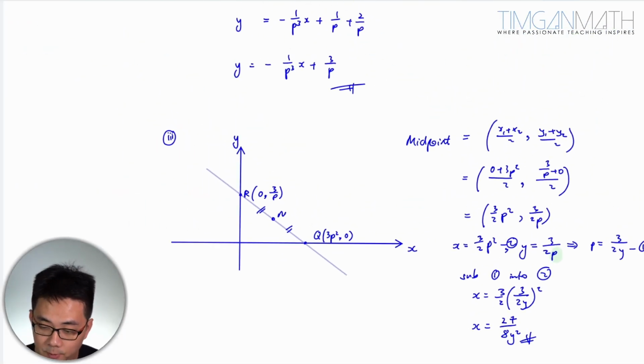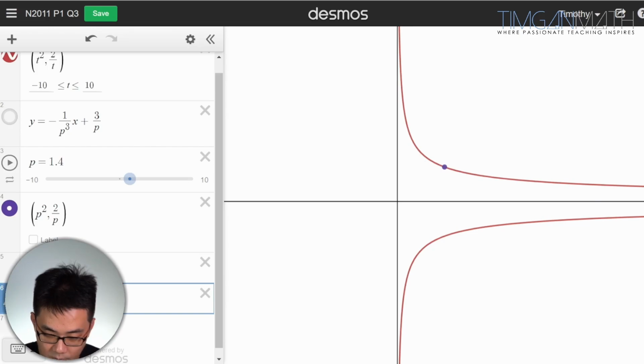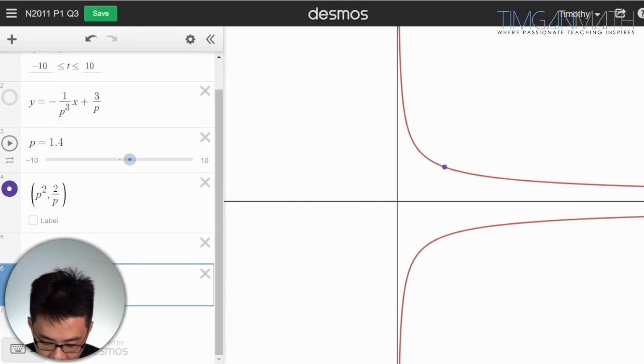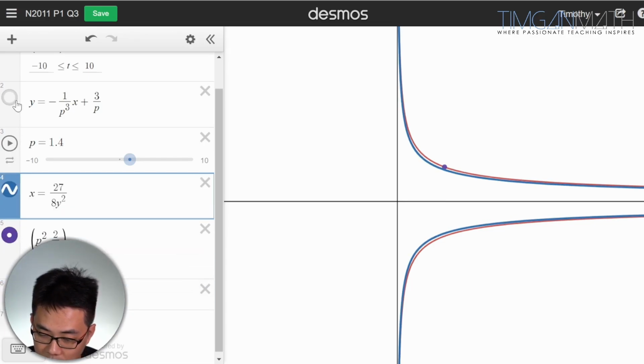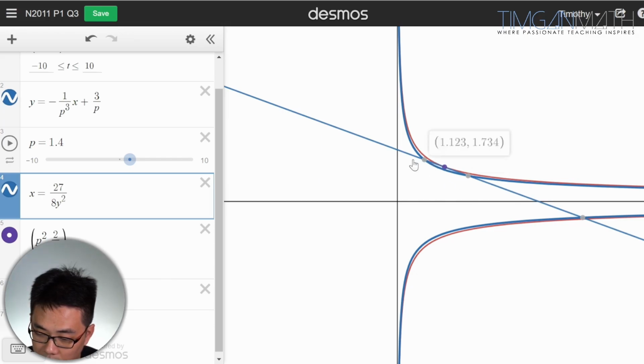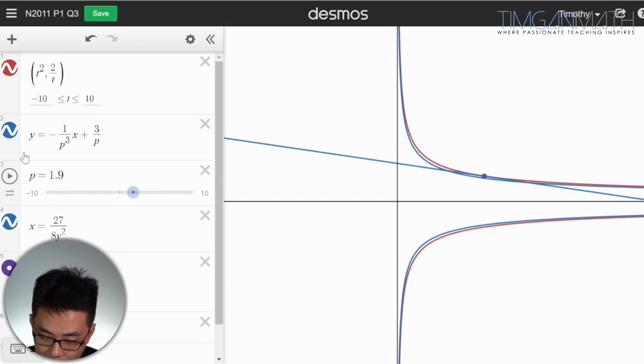It means that if you were to plot this equation, let me show you. Do they want it in terms of y? This is a Cartesian equation. So if we were to plot in x equals 27 over 8 y squared, it will essentially be the midpoint where they meet. Let me show you.